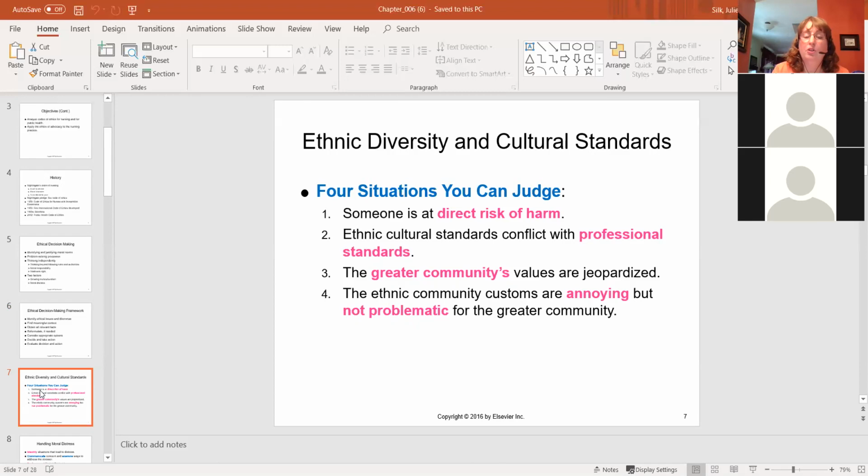Or the greater community's values are jeopardized. Or the ethnic community customs are annoying but not problematic for the greater community. So sometimes you might not totally like or agree with someone else's things that they do. They might annoy you, but it's still maybe important for them to do as long as it doesn't affect anyone else in a poor way.